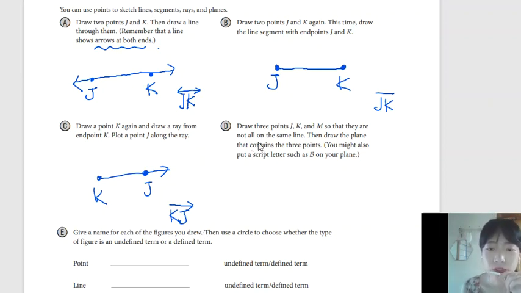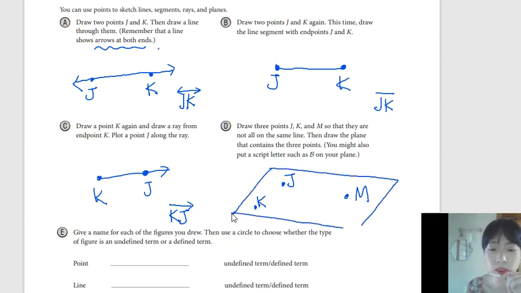Okay, D. Draw 3 points J, K, and M so that they are not all on the same line. Okay, J, K, and M, 3 random dots. Then draw the plane that contains the 3 points. You might also put a script letter such as B on your plane. So a plane is usually represented as a square, like a rectangle plane. You can say plane B.